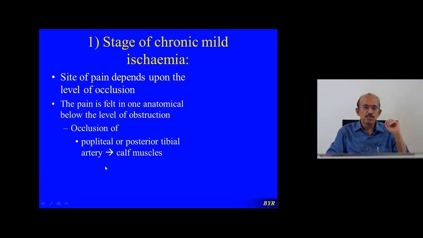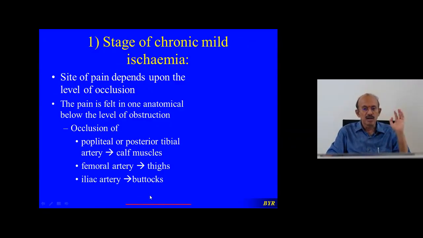So occlusion of the popliteal or posterior tibial artery produces pain in the calf muscles. Femoral artery occlusion produces pain in the thighs. That means upper femoral artery, but lower femoral artery produces pain in the calf muscles. Iliac artery produces pain in the buttocks.